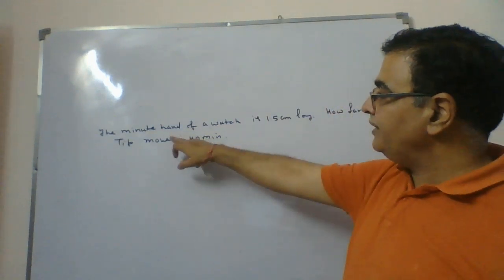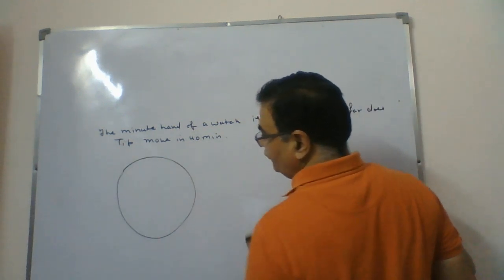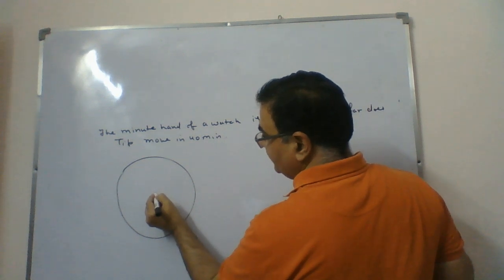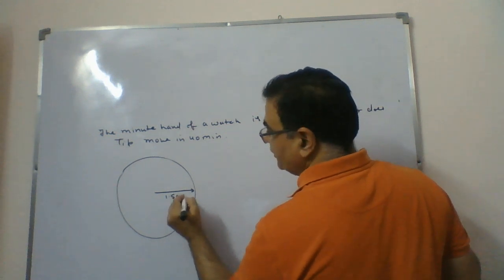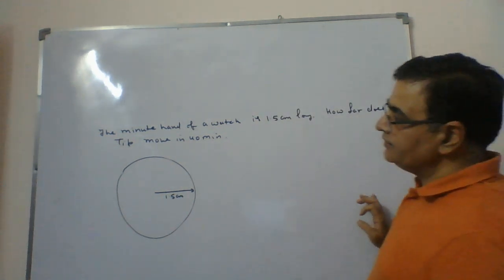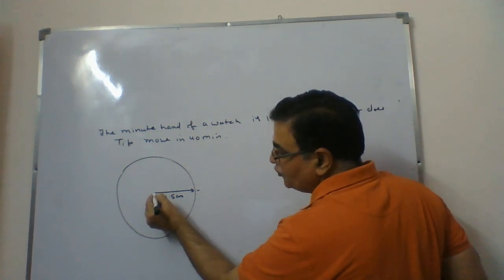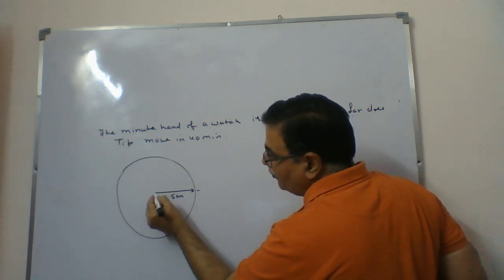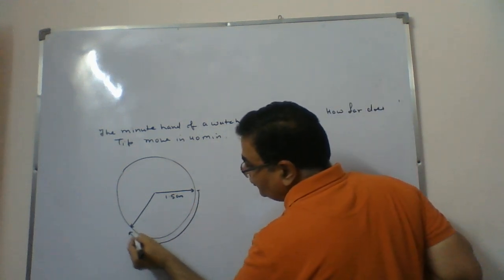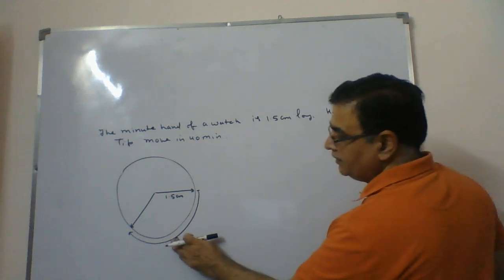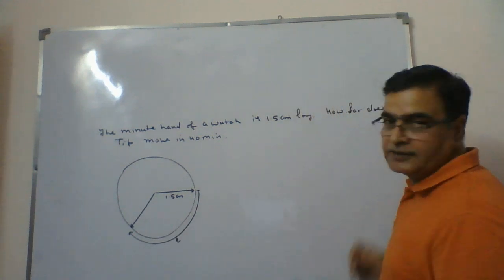So the question is: the minute hand of a watch is 1.5 centimeters long. This is a watch we have, and we are taking its minute hand. How long will this be? 1.5 centimeters long. How far does this tip move in 40 minutes? In 40 minutes, how much will it move? So in 40 minutes, let this minute hand reach here. So we should find out how much the length of this arc is. We are asking how far this tip is going to move.